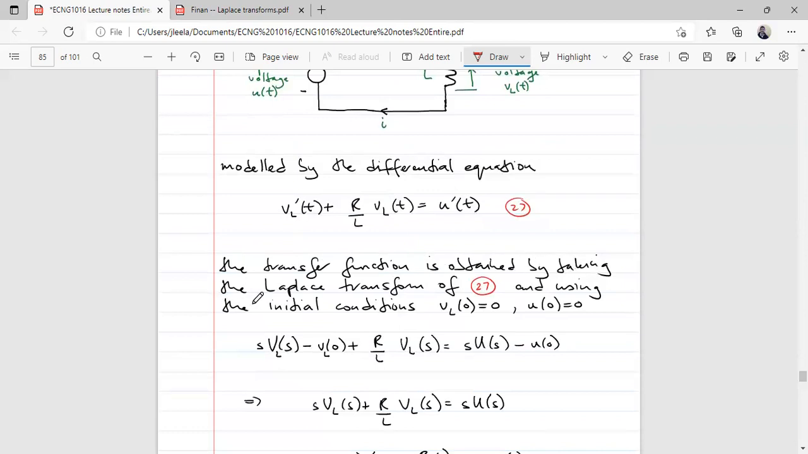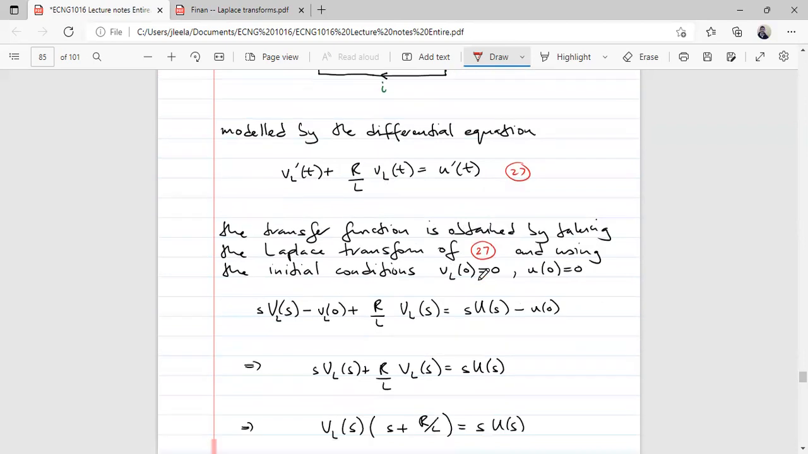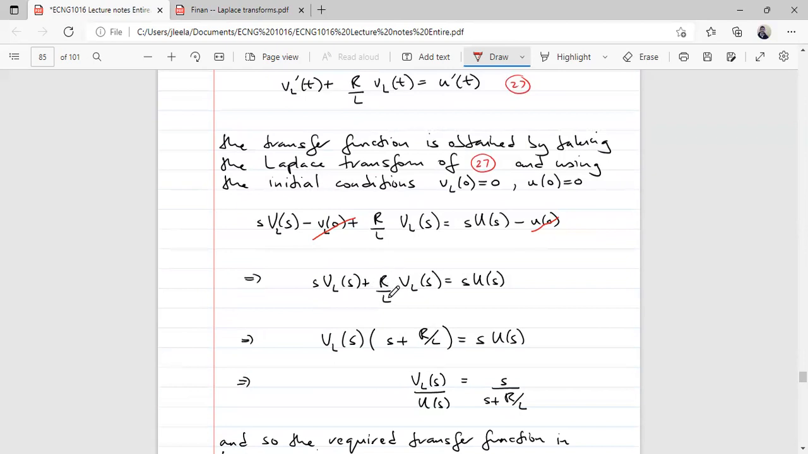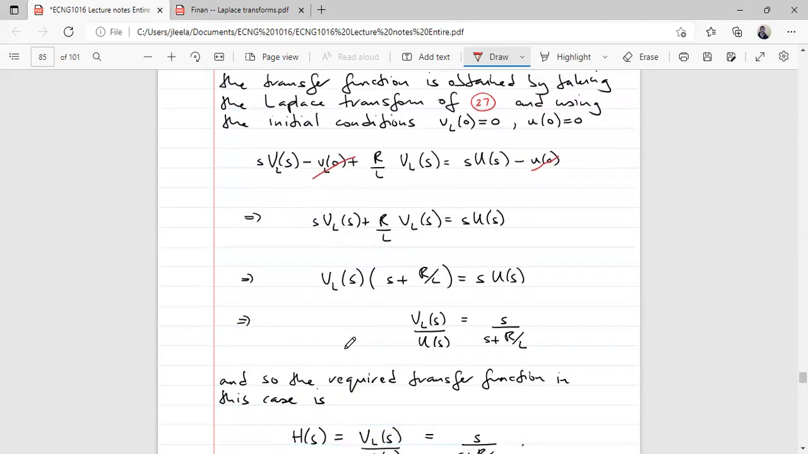If you take the transfer function here now, you're taking s V_L(s) minus V_L(0), plus R over L V_L(s), and then you're taking the first derivative of this here, so that is sU(s) minus U naught. And then you insert your initial condition, so this term here will come out, and this term here will come out. So you end up with s V_L(s) plus R over L V_L(s) is equal to sU(s). If you factor out the V_L(s) here, you'll get in brackets (s plus R over L) equal to sU(s).